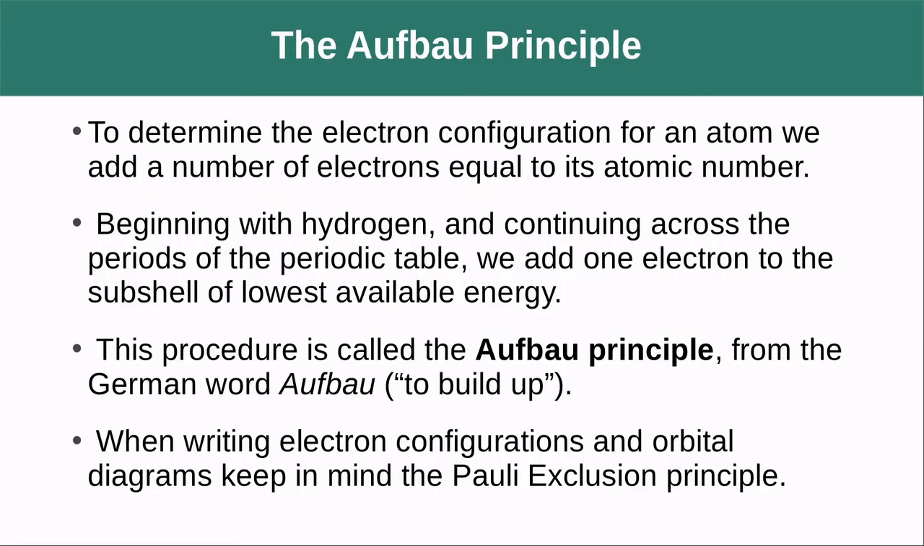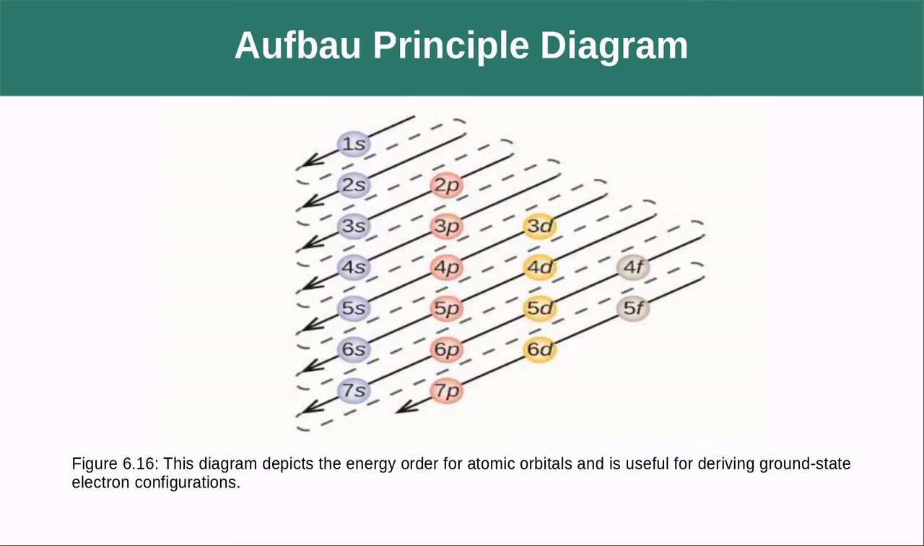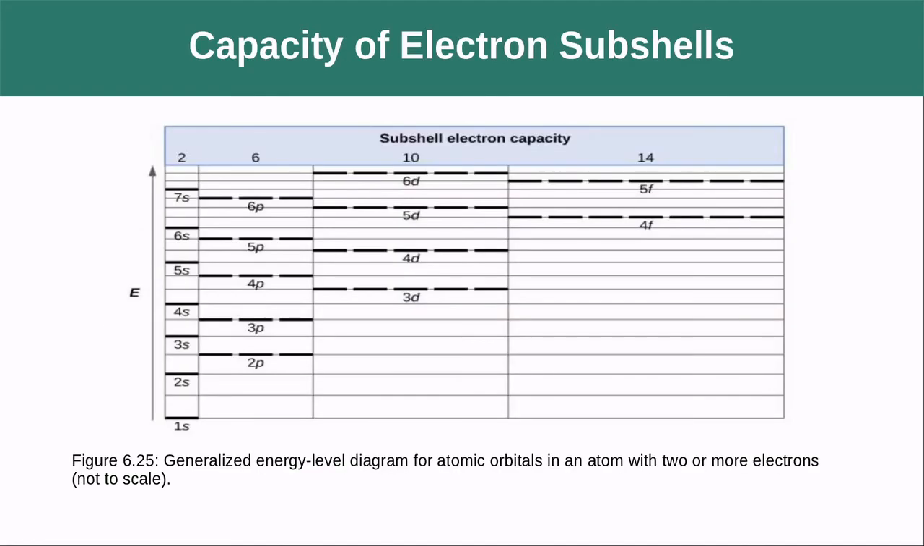The Aufbau principle. To determine the electron configuration for an atom, we add a number of electrons equal to its atomic number. Beginning with hydrogen and continuing across the periods of the periodic table, we add one electron to the subshell of the lowest available energy. This procedure is called the Aufbau principle, from the German word Aufbau, to build up. When writing electron configurations and orbital diagrams, keep in mind the Pauli exclusion principle. So, what is that? That is exactly what I just said with this diagram back here.